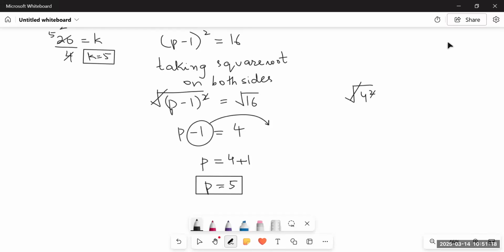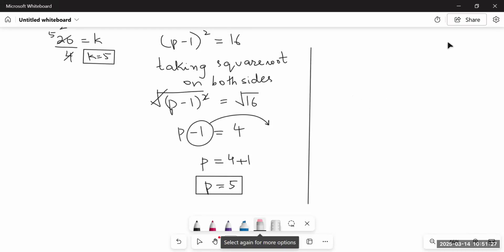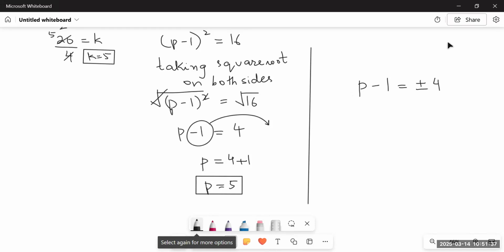Now, after understanding how we have to take a square root, we have to learn one more thing. Whenever we take a square root of something, the answer would be both positive and negative. So in this case, when we take a square root on both hand sides, the square root of 16 would be both plus minus 4. What does it mean? It means that both p minus 1 is equal to 4 and p minus 1 is equal to minus 4.